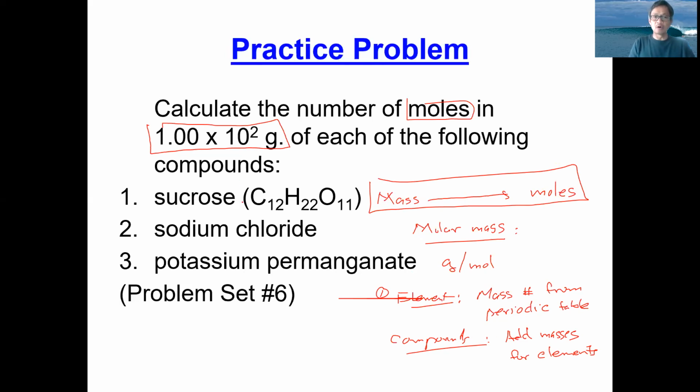If it's a compound, like all these are compounds, then we have to take the masses of all the elements here, add them up, and then we use that for the molar mass.